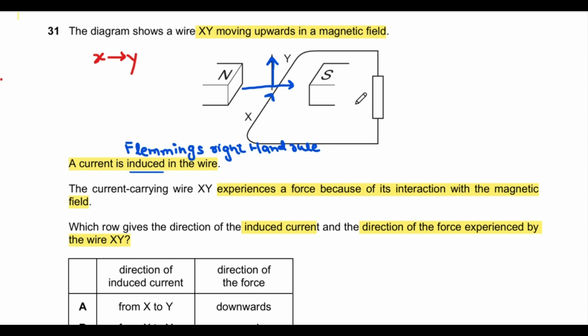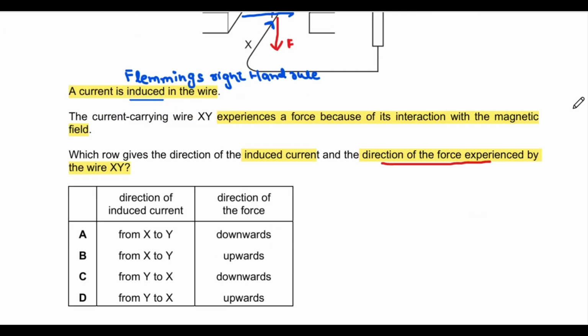Now we will calculate the direction of the force experienced by the wire XY. We are not talking about this upward force. We are talking about the force that is discussed by Lenz's law. Lenz says that when there is a certain force which is inducing a current in a wire, an opposite force is generated that will try to stop the production of that current and will oppose the induced current. This force is in the opposite direction of the force that we are applying. That means this force is downward. So the direction of current is from X to Y and the force is downward.